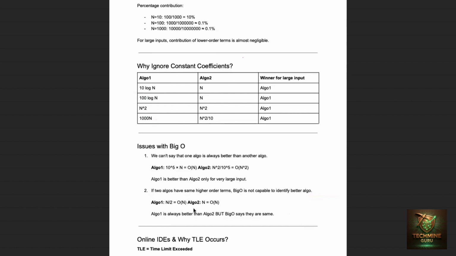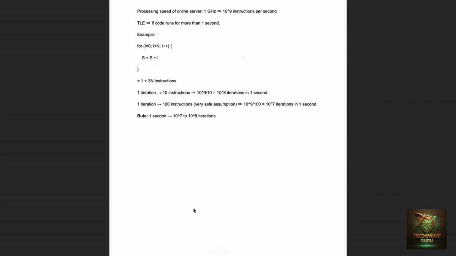Now let's understand why we get TLEs in online IDEs. All the online IDEs have the processing speed of their servers as 1 gigahertz, which means 10 to the power 9 instructions per second. And TLE comes every time our code runs for more than 1 second. So let's take an example on this. For i equal to 0, i less than n, i plus plus, s equals s plus i. What do you think? What will be the number of instructions in this case? This will be 1 instruction, this will be n, this will be n, and this will be n. So the total number of instructions will be 1 plus 3n.